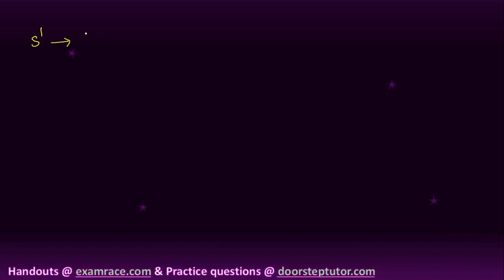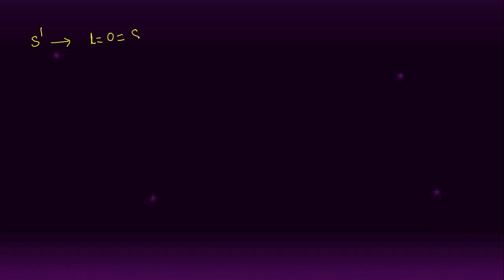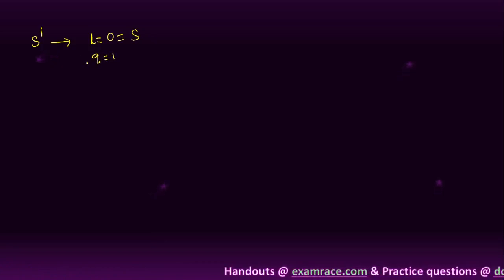Right, so first of all we will calculate, student. I will start with the S1 configuration. For the S1 configuration, the L value for an S orbital is equal to 0, student. So the Q value is equal to 1.